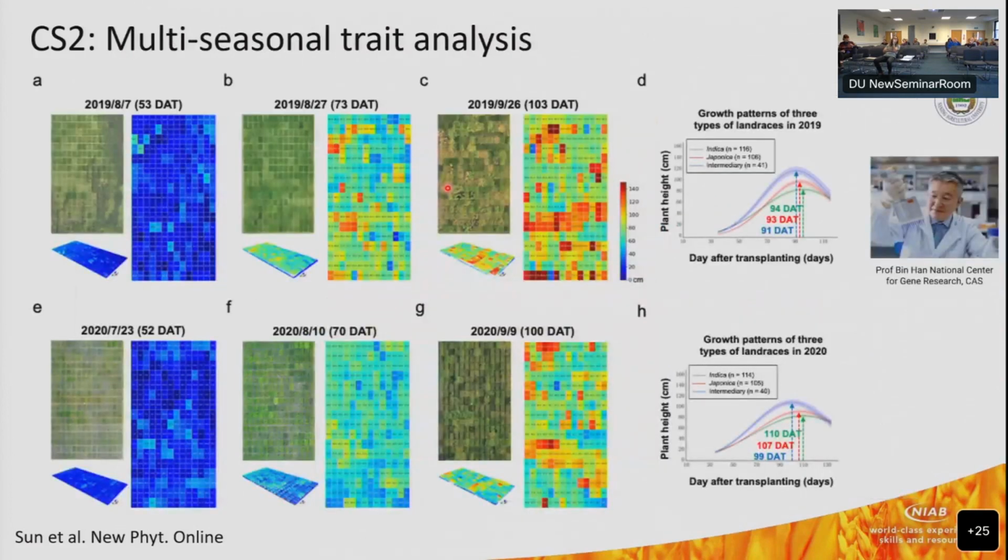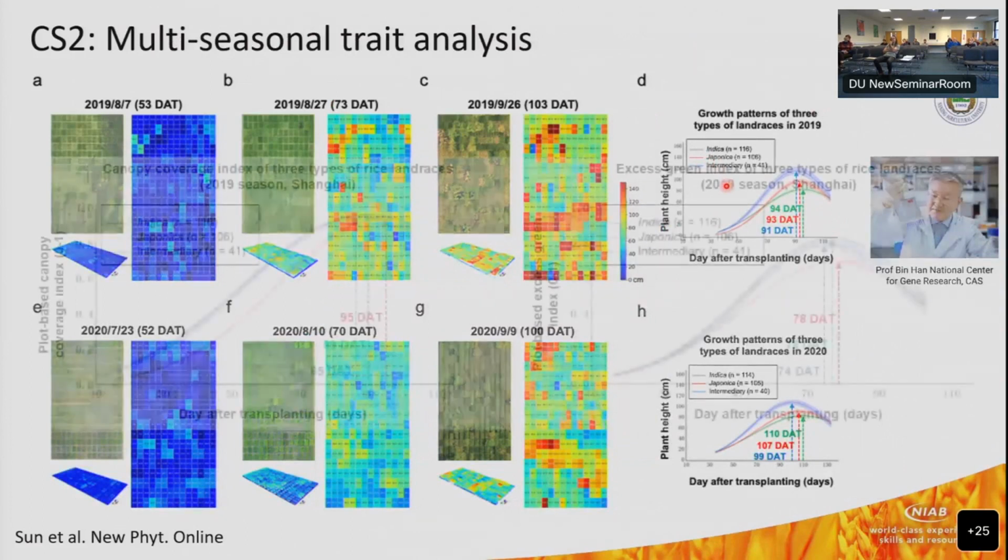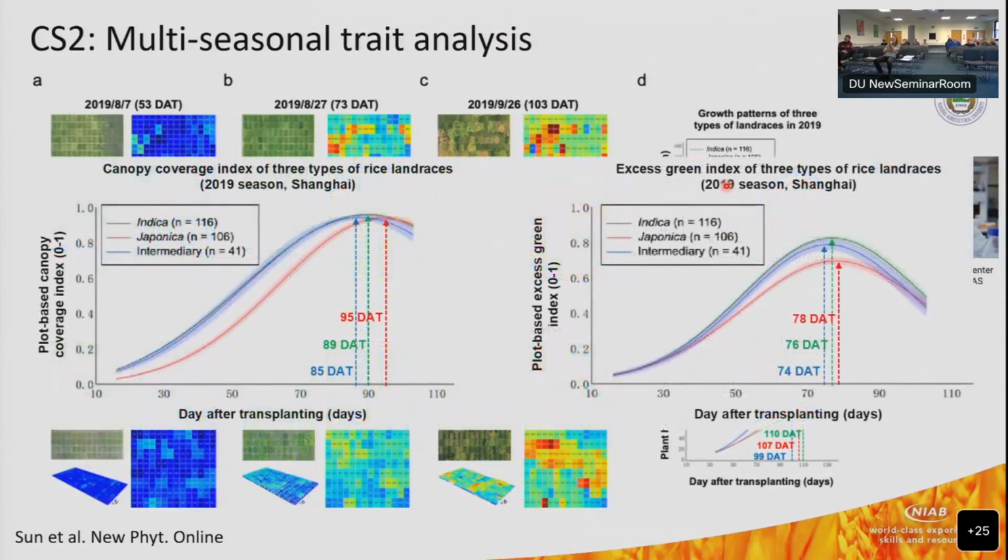And then we apply them onto seasonal trait analysis. You can see right here three different rice subgroups: Japonica, Indica, and intermediate. And we study them with a very similar approach. This is not only height now; this is the canopy coverage, and the other one is the excess greenness, which is a green leaf index.